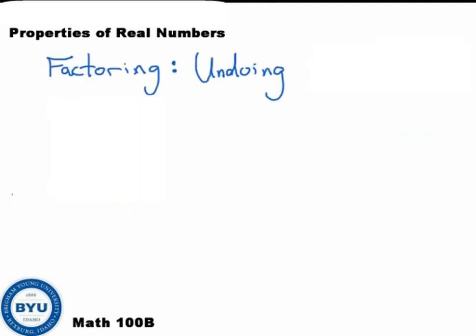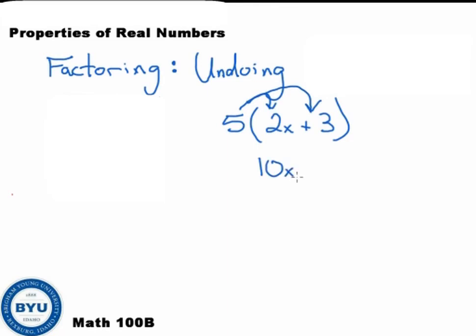Okay, the next thing we want to talk about in this lesson is factoring. Often we want to factor problems. Factoring is basically undoing. For example, if I was to give you this problem here, 5 times (2x plus 3), we know that we can distribute the 5 in. So we would get 10x plus 15. Now, if we were given this problem and we were told to undistribute it, how would we do that?